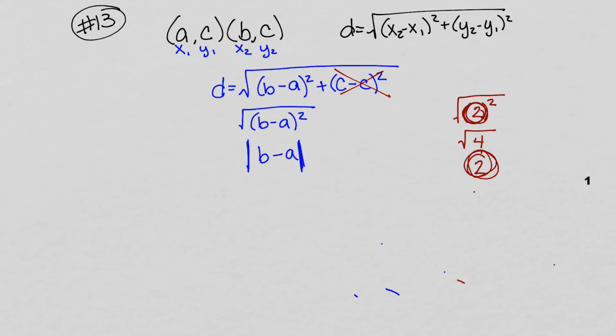If I take the absolute value of B minus A, it means no matter what B minus A is, you get a positive number. So this is the beginning of number 13, and then you have to answer the rest of the problem.